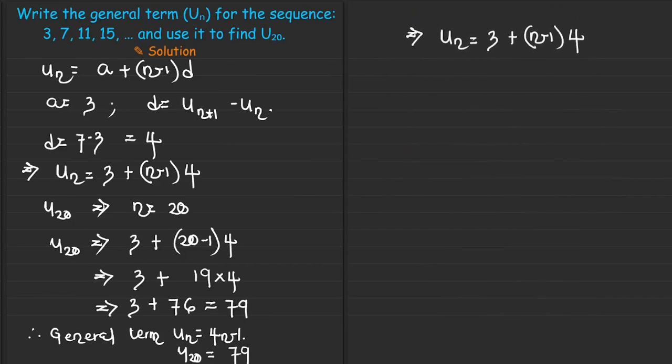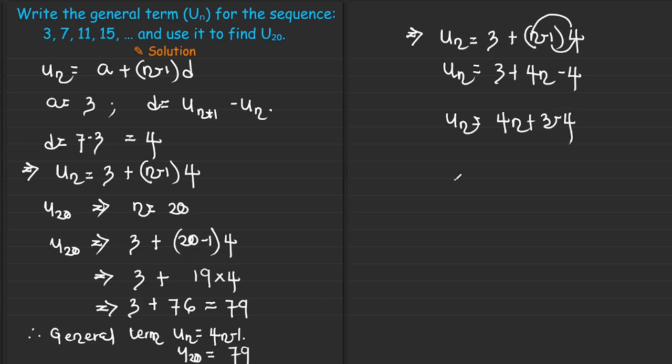So this was our general term. If we want to simplify, we have our Un being equal to 3. Then if we are to open the brackets, the 4 multiplies the n, it also multiplies the negative 1. So 4 times n gives us 4n. Then 4 times negative 1 gives us negative 4. You see? So with that, grouping like terms, we have our 4n, then a positive 3 minus 4, which ends up giving us what? 4n then minus 1.